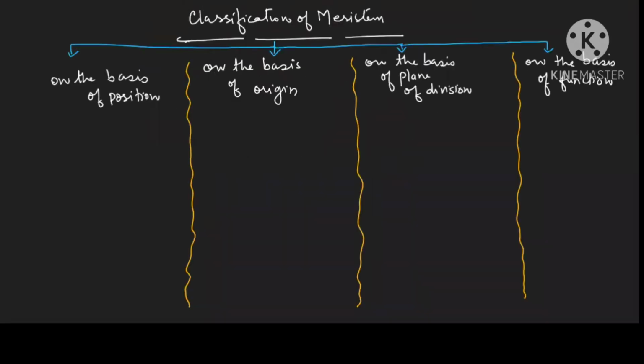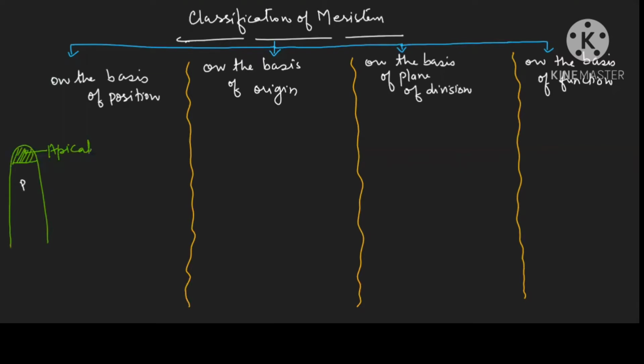See beta, this is important. Classification of meristem is on the basis of position, on the basis of origin, on the basis of plane of division, and on the basis of function. Now try to understand one thing. Let us assume this is your shoot apex. In the tip area, the cells are meristematic, so we will call it the apical meristem. In between these are your permanent cells.